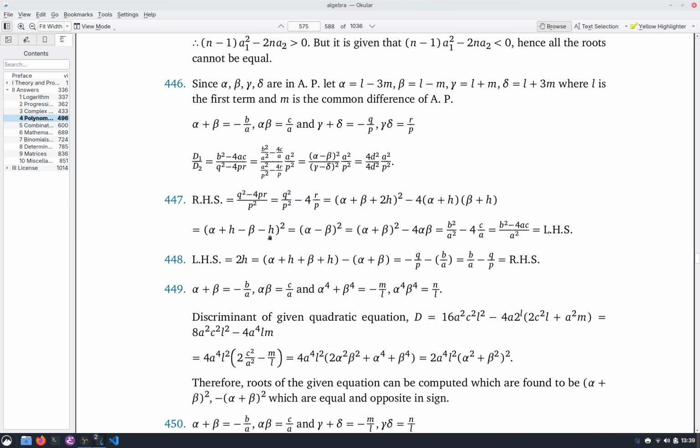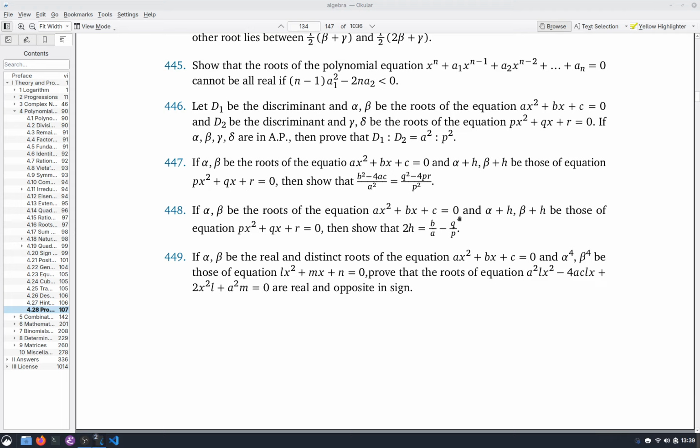This we can write as (alpha plus h minus beta minus h) whole squared, because if you look at these two, you will see if you take alpha plus h equal to x and beta plus h equal to y, then this is (x plus y) whole squared minus 4xy, that is (x minus y) whole squared. So that's how this has come. This is equal to (alpha minus beta) whole squared, which is equal to (alpha plus beta) whole squared minus 4 alpha beta. Then we substitute for alpha plus beta and alpha beta, we get the left hand side.